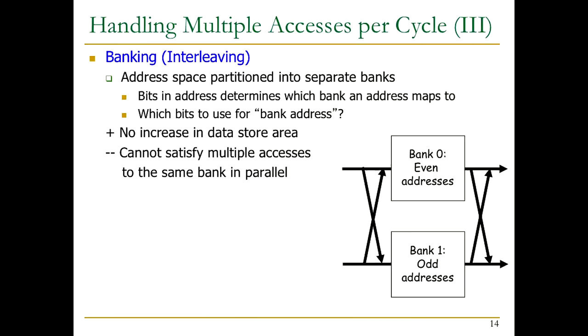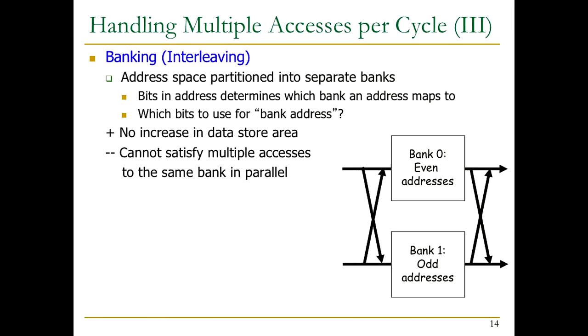The downside that you get is if two accesses go to this location, so you want to support two accesses from a load, two different loads, if they happen to access even addresses at the same time, well, tough luck. You have to serialize them. You cannot service them in parallel. So that's called a bank conflict.